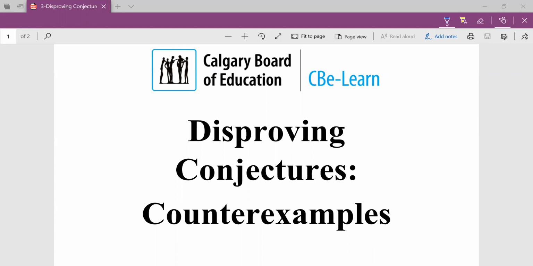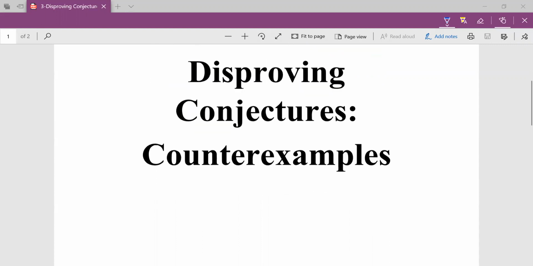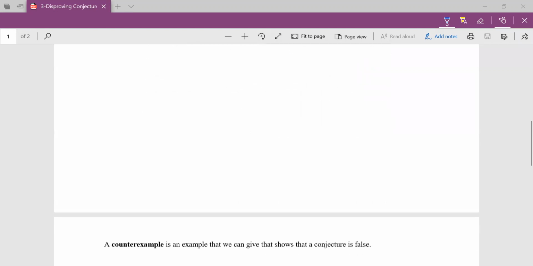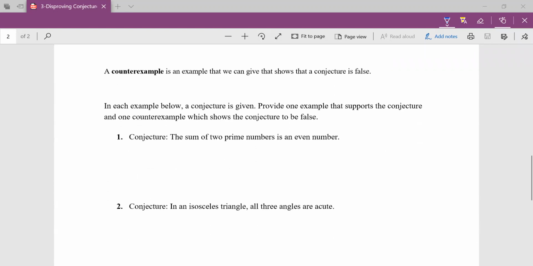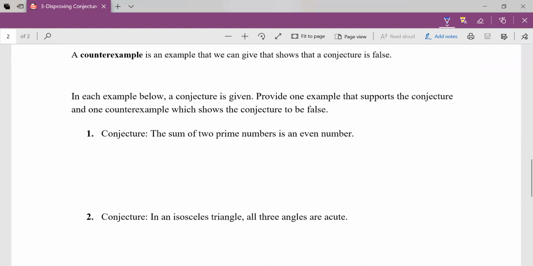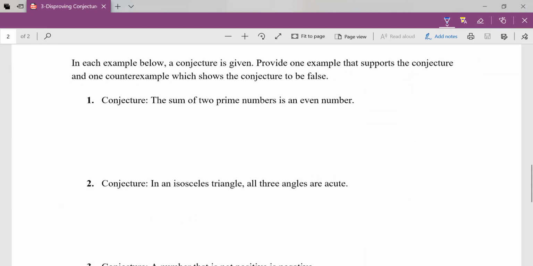What we're going to look at in this video is disproving conjectures. That's a fancy way to say we're going to find a counterexample. We're going to find a hole in someone's argument, and you're allowed to tell them that they're a liar. That's essentially it. A counterexample is an example that shows that a conjecture is false, that someone's wrong. It's nice to tell someone that they're wrong sometimes, isn't it?